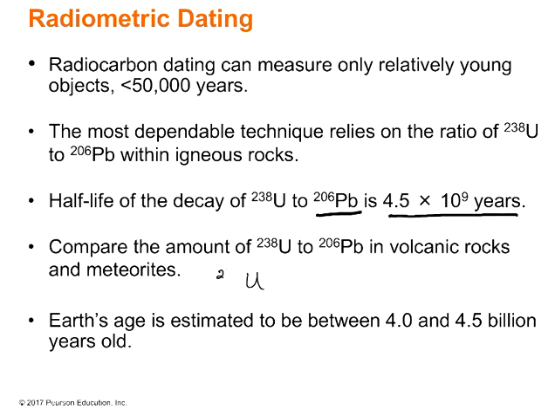So the ratio would look like this. For instance, how many stable lead isotopes have we created over time? So we're really looking at that ratio of how much uranium is still left, how much stable lead we have formed. And so we can use that ratio similar to our radiocarbon dating ratio and figure out how old something is. So using this process, Earth's age is estimated to be between 4 and 4.5 billion years old. So that's really old.